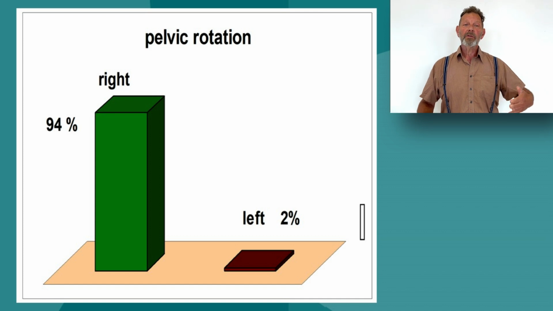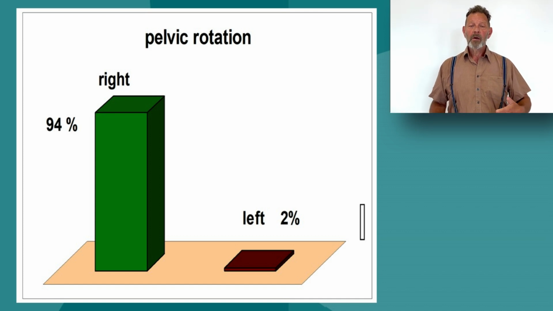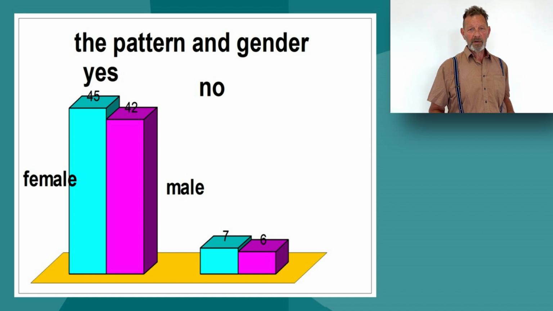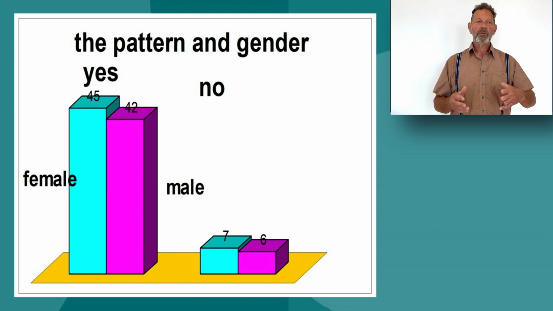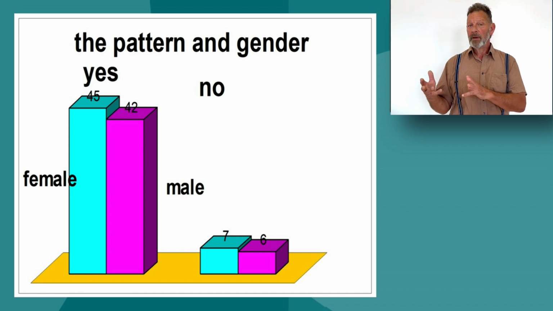Then I looked at the rotation of the pelvis. Almost everybody has the right pelvis anterior rotated. And I looked at how this increased ilium is fitting to the gender. There was no difference, male and female, the same relations, and where the pattern is not fitting, male, female, the same relation.